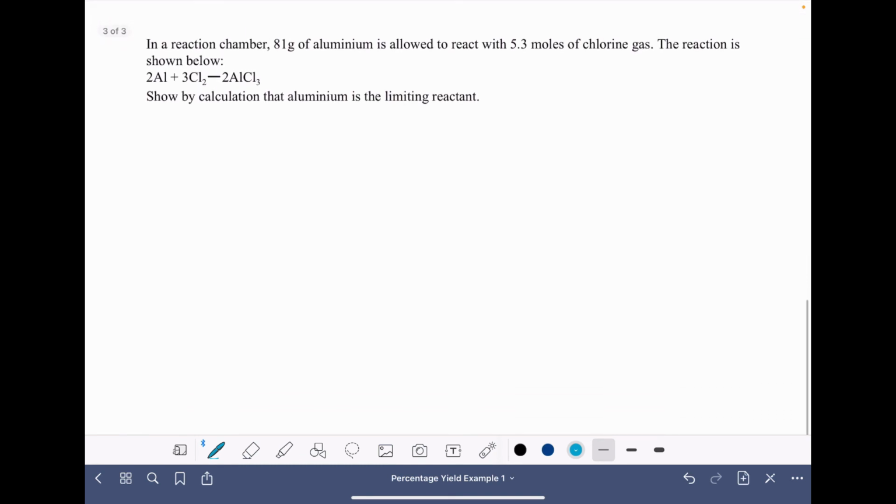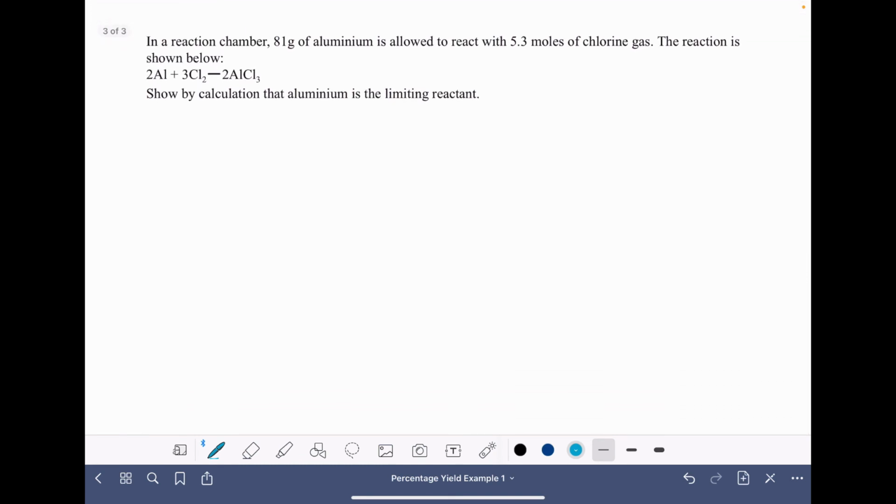For our final example here, we are looking at a reaction chamber where we have 81 grams of aluminium reacting with 5.3 moles of chlorine gas. Sometimes for excess and limiting questions, you're given two masses. Sometimes you're given mass and then information about concentration and volume. Sometimes you're given number of moles. It depends.